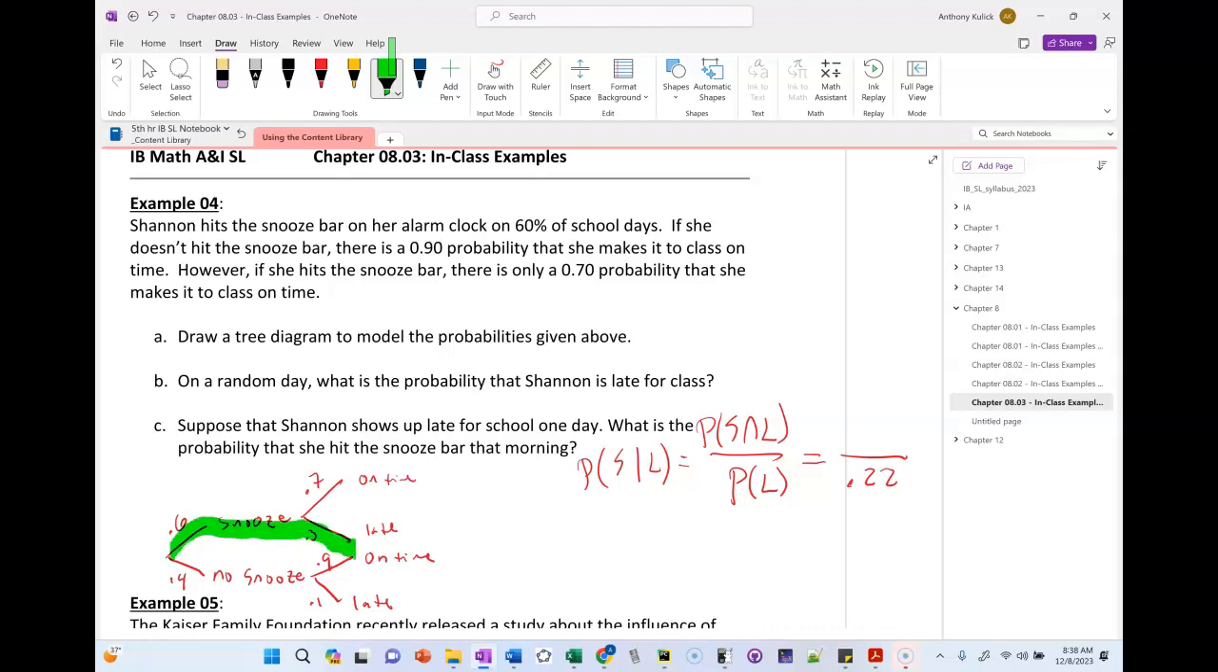So that path is the probability that we hit the snooze and we were late. Like 0.2. 0.6 times 0.3 is 0.18. And then whatever, that's a probability. That's good enough. You can make it a decimal if you want, but we don't need to be that fancy in here.